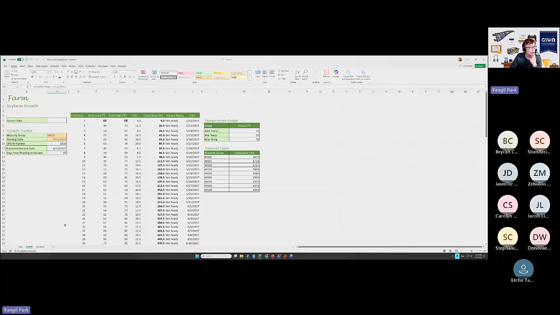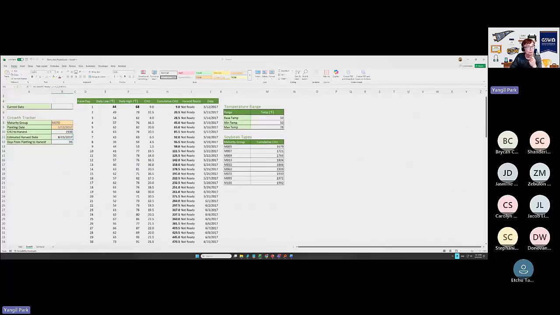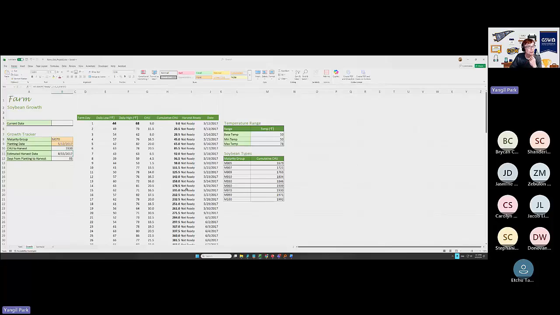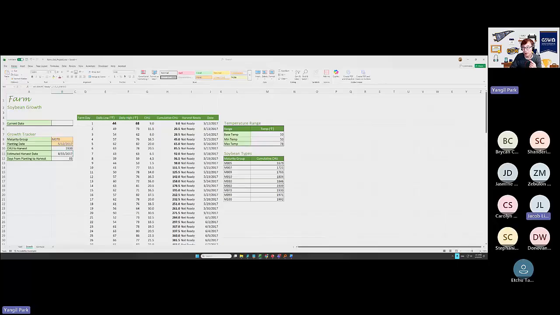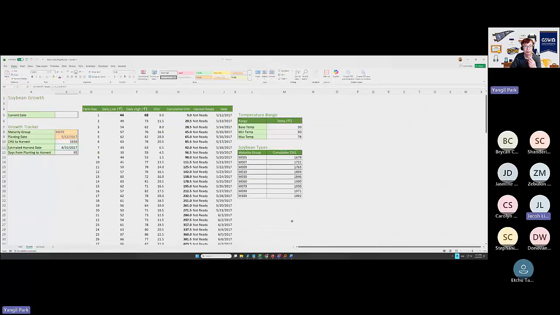So this worksheet, let me make it a little bit bigger. In terms of soybean growth, that was how much soybeans can grow, but this deals with the harvest time. We try to pinpoint the harvest time given the temperatures, because we have the daily low and daily high. And here's the CHU. That's a kind of formula they developed over the years, to work out when might be the best time to harvest.